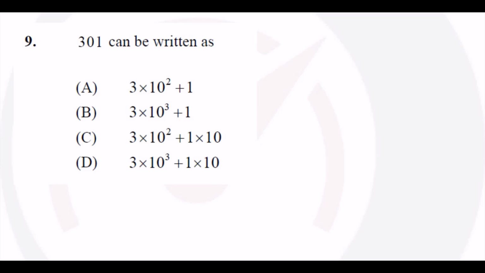Alright, question 9. 301 can be written out. So this question we can use common sense. Just go ahead and automatically eliminate anything with 10 to the third power, because 10 to the third power is 1000, and 3 times 1000 gives us 3000. So we can eliminate all of these with the 3000. And this says 300 plus 10 is 310. We don't want that here, so it's 301. So our answer for 9 is going to be B.